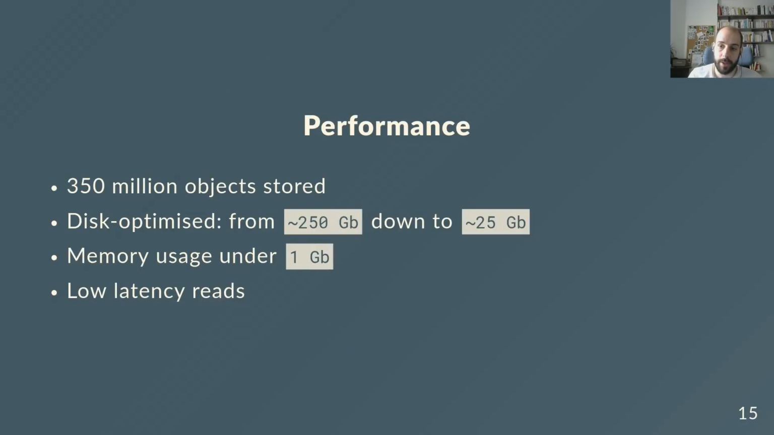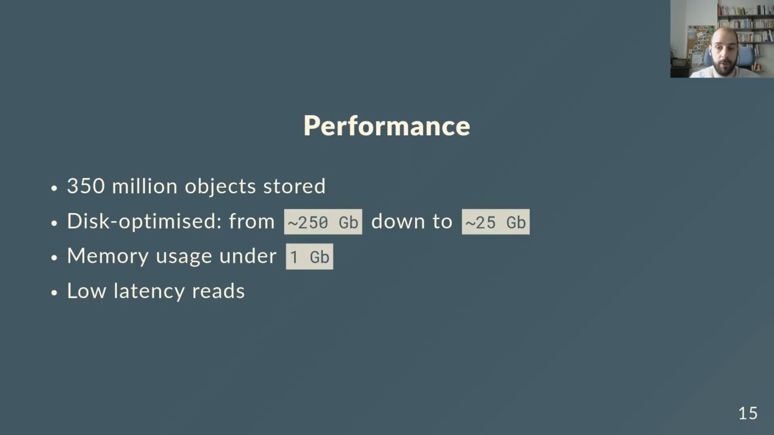Now we said that performance was our main goal while developing this backend. So what are the results? The Tezos ledger contains about 350 million objects. We managed to reduce the disk space from 250 gigabytes using NMDB down to 25 gigabytes with Irmin pack. And we reduced the growth rate from 20 gigabytes per month to 2 gigabytes per month.